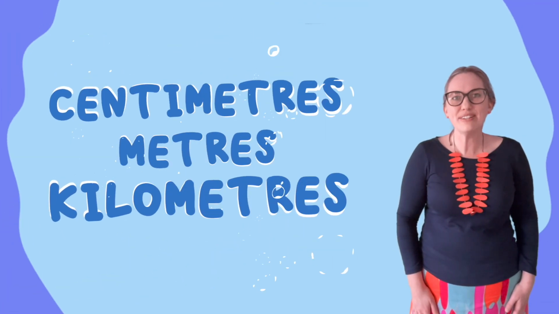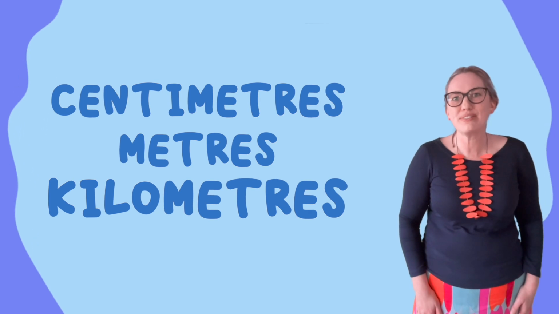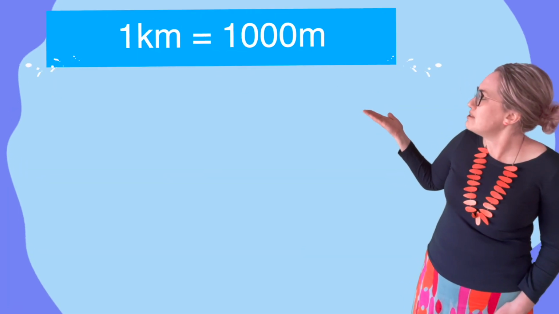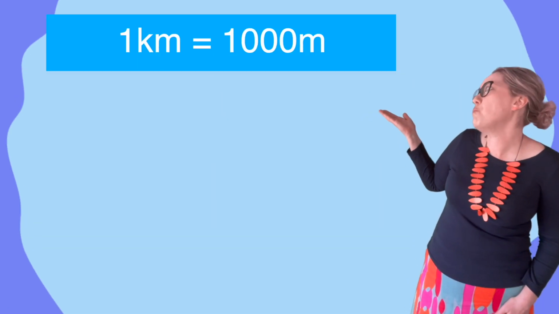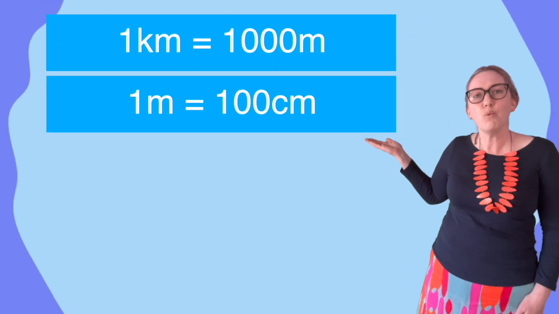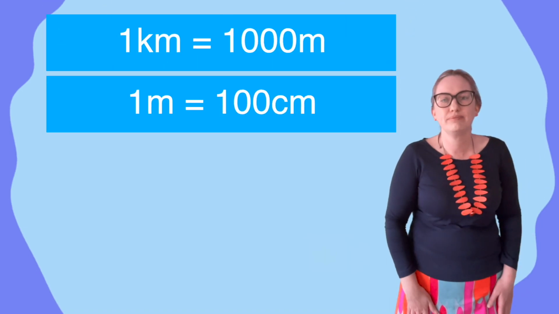Centimetres, metres and kilometres are some of the ways we can measure length. But how do we convert from one to another? The first thing we need to know when converting units of measurement is how they compare to each other. 1 kilometre is equivalent to 1,000 metres and 1 metre is equivalent to 100 centimetres.